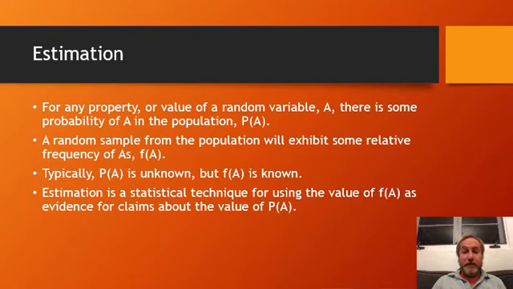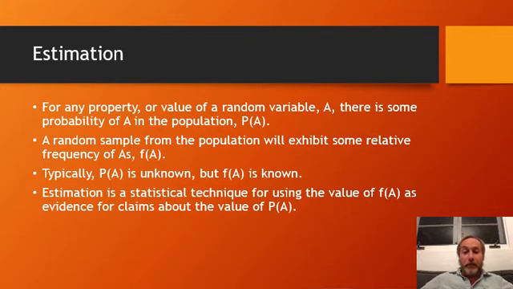So for any property, or we could also say value of a random variable, call that variable A. There's going to be some probability of A in the population. So we'll call that P(A), probability of A, right? So in the United States, there's some proportion of smokers that are male, right? We don't know what it is, but whatever that is, that'll be the probability of, say, M, right, for being male. Okay, so that's what P(A) is. It's about the real world, the actual probability of that value occurring in the population.